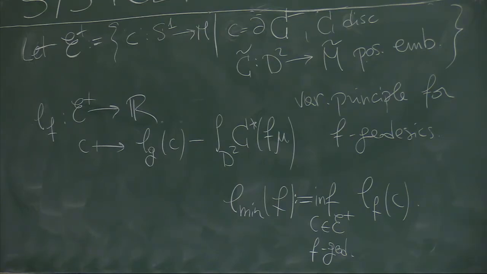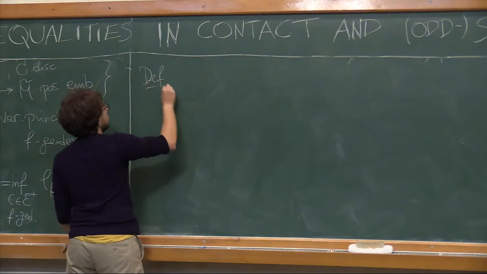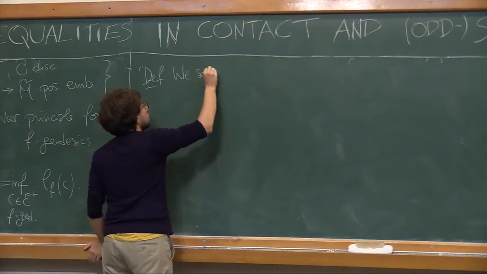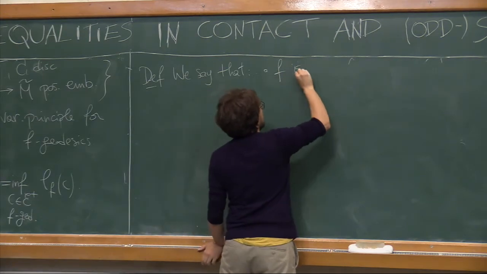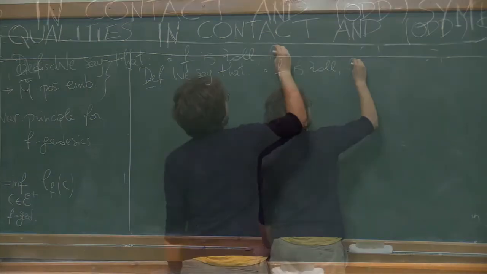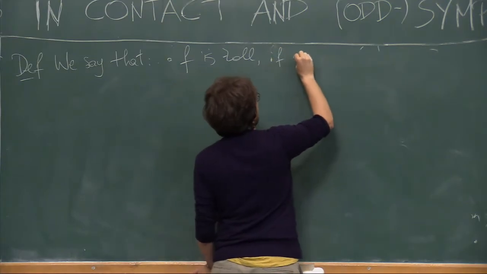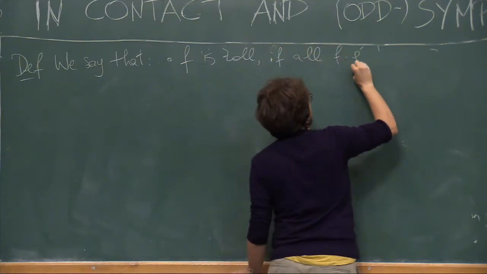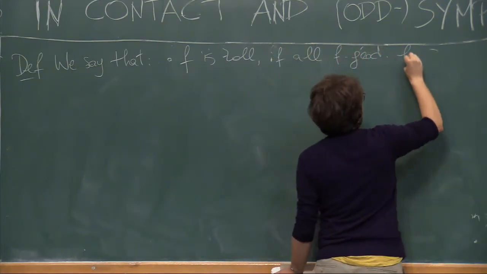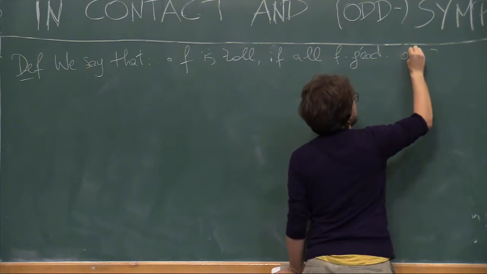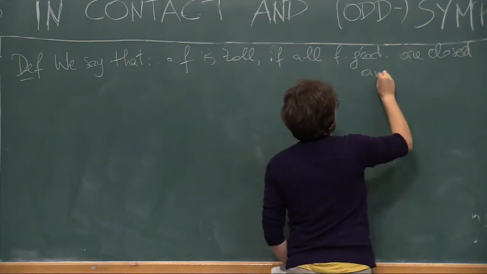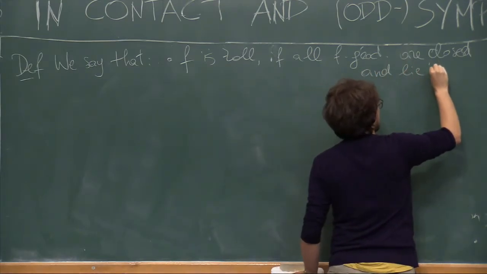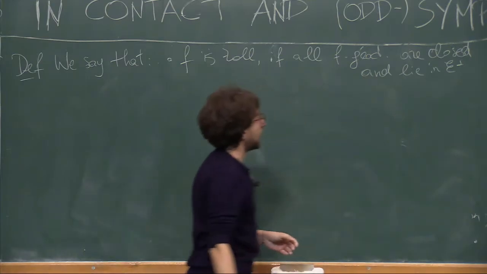Okay, so definition. We say that f is Zoll if all f geodesics are closed and lie in E plus. So if all lie in E plus, basically.